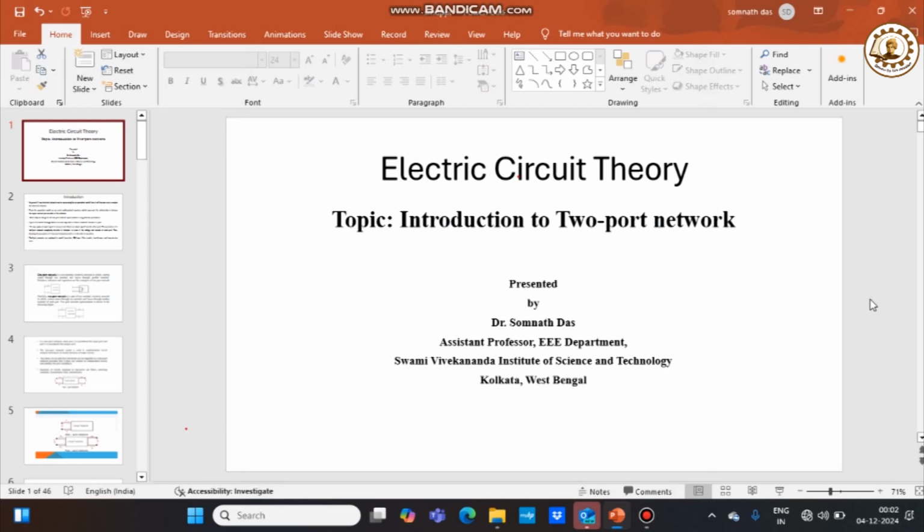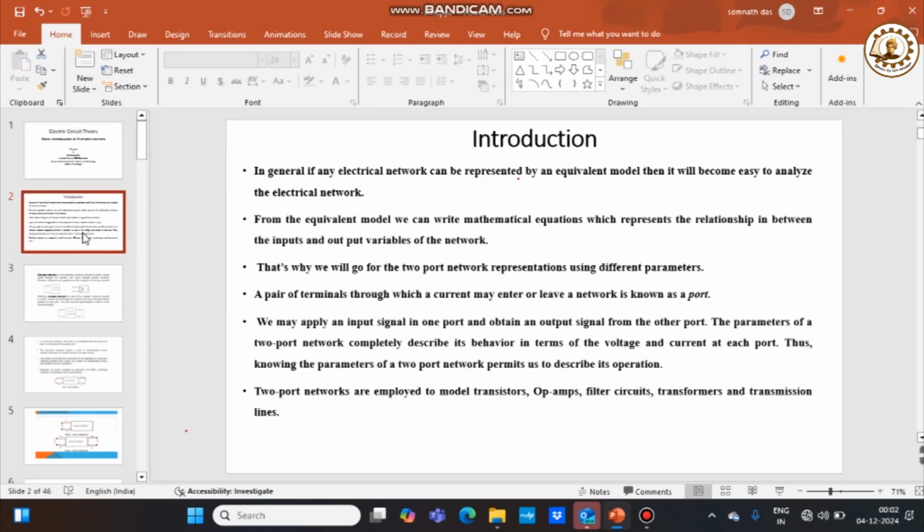Today in this lecture I am going to discuss the topic Introduction to Two-Port Network. So in this lecture I will cover what is a two-port network, what are the needs for the application of this type of two-port network representation, what are the different applications, and what are the different parameters to represent the two-port network.